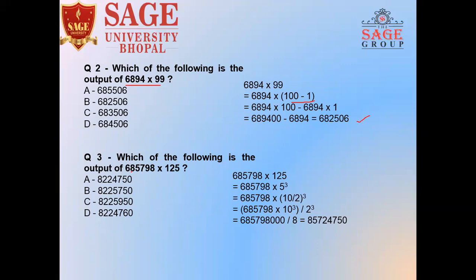Which of the following is the output of 685798 into 125? Again, in place of 125 we write 5 raised to the power 3, and again 5 raised to the power 3 we replace by 10 divided by 2 to the power 3. So 685798 into 10 power 3 divided by 2 raised to the power 3. By solving this, we conclude 85,72,450 is the output of the given expression.